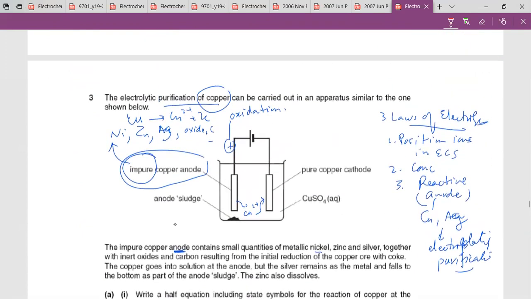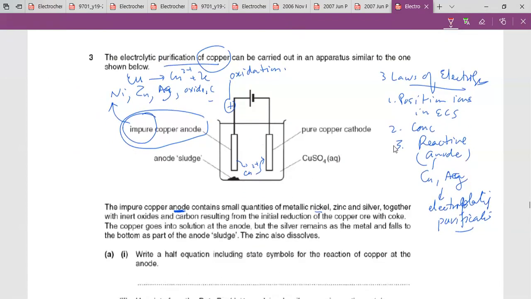Now let's read the question again. The electrolytic purification of copper can be carried out in an apparatus similar to the one shown below. Now this is a cell, and this is impure copper. They tell you it contains only nickel, zinc, silver and oxides. Of course, solids cannot move, so the anodic sludge goes down here. It's pure copper here. The impure copper anode contains small quantities of nickel and zinc, which means the main structure is all copper, mainly 90% copper.